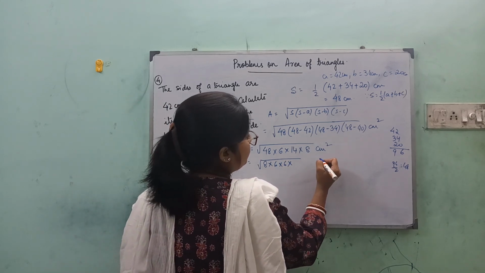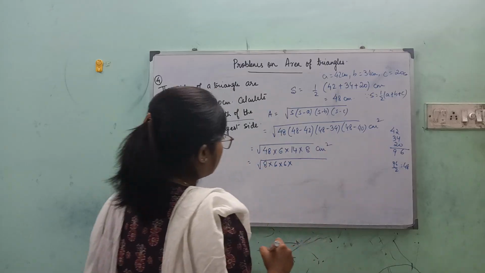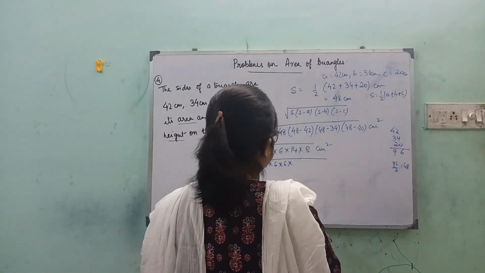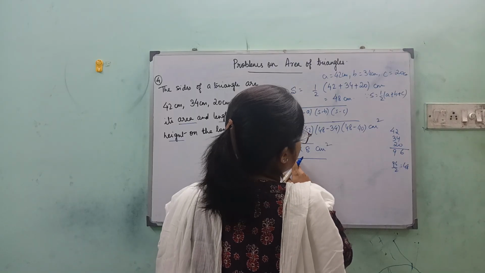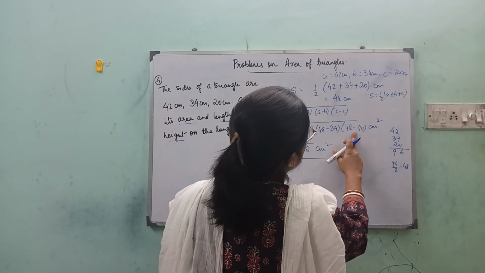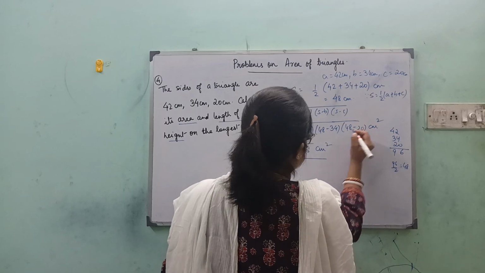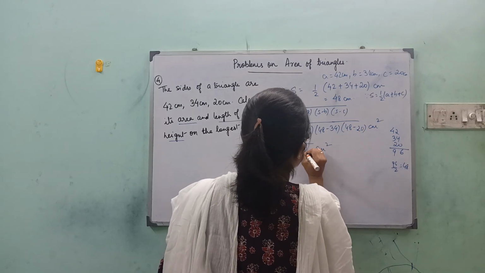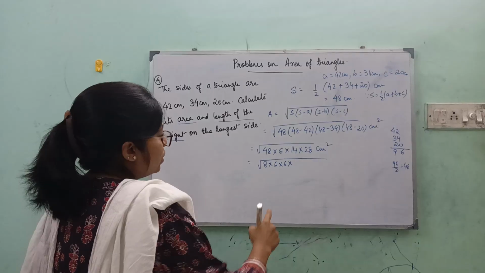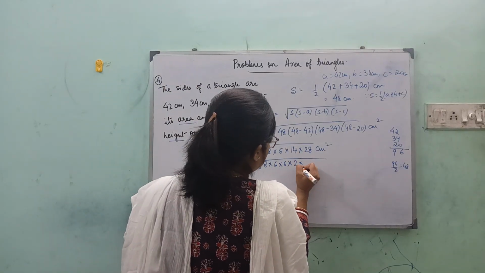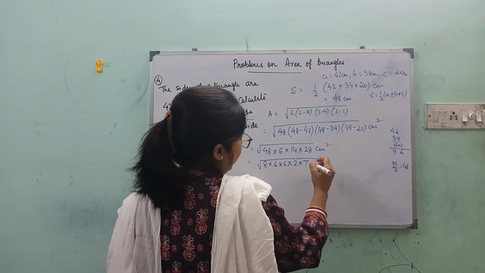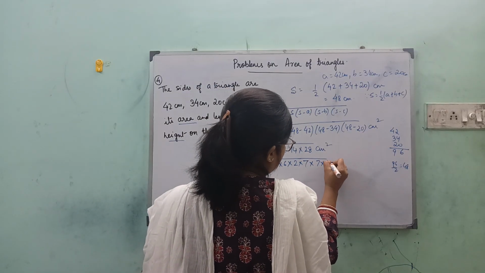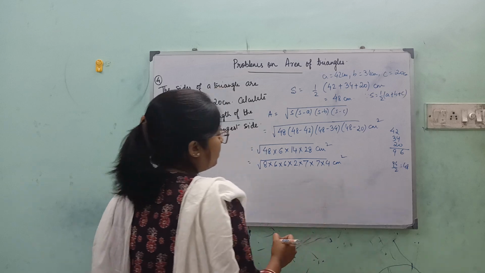Then we can write this 14 as 2 into 7. And this 28, because there is a 7 over here, I can write it as 7 into 4. So this way your work becomes faster.